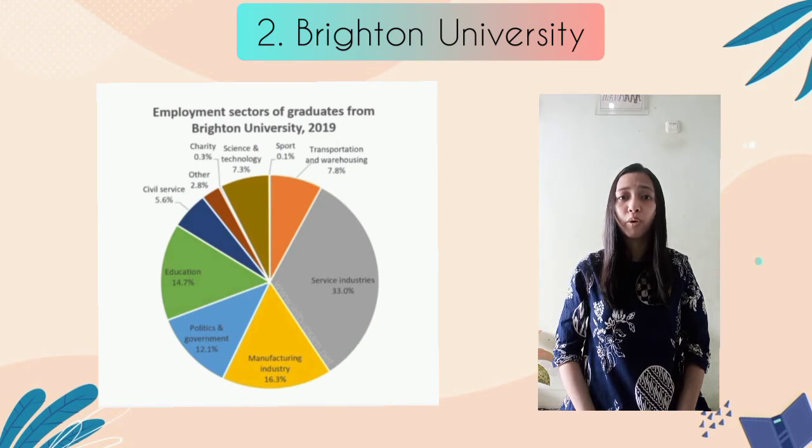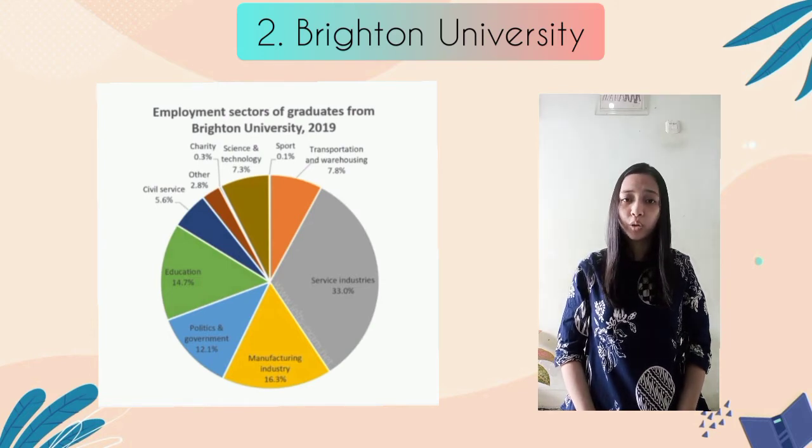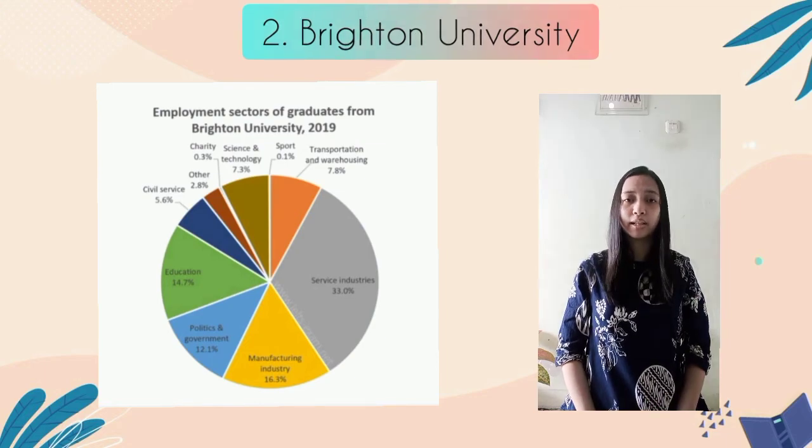14.7% and 12.1% respectively. The next two groups had a relative proportion: science and technology with 7.3% and transportation and warehousing with 7.8%. The least popular sectors are charity and sport, both of which were selected by under 1% of graduates in 2019. About 2.8% of students from Brighton University took jobs in another major.